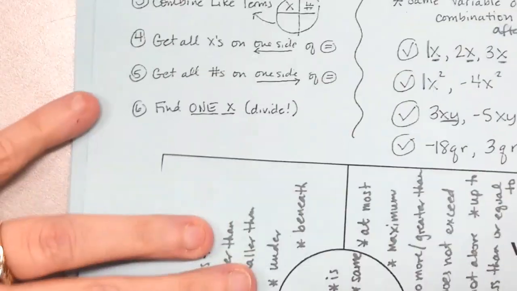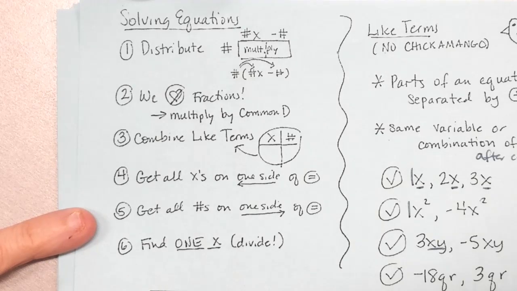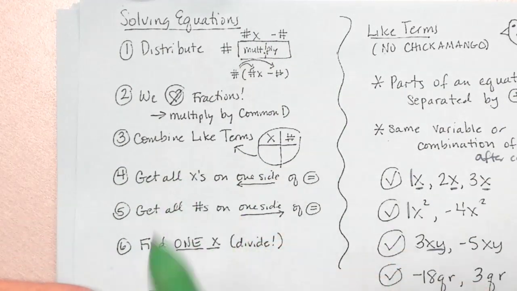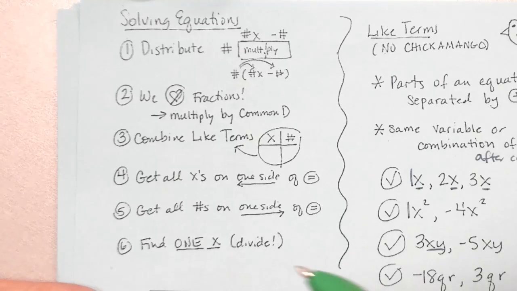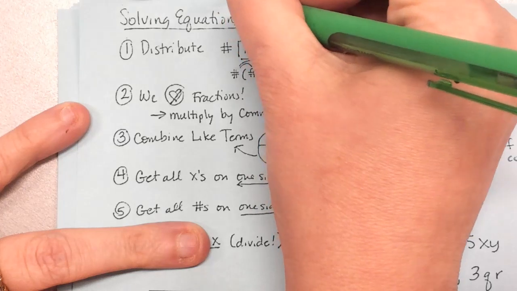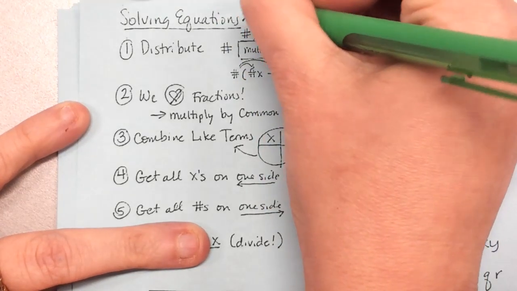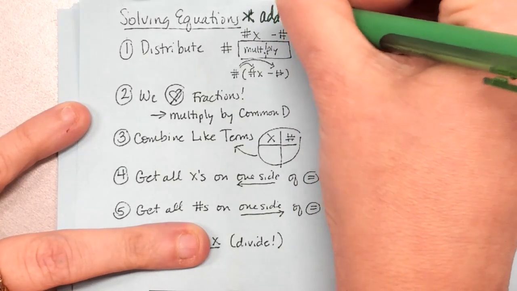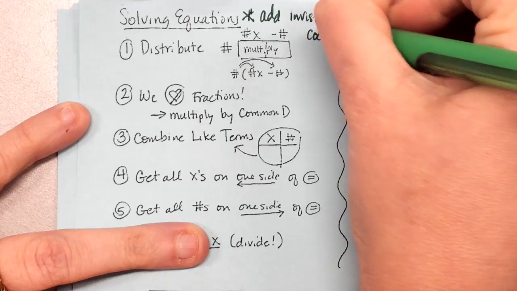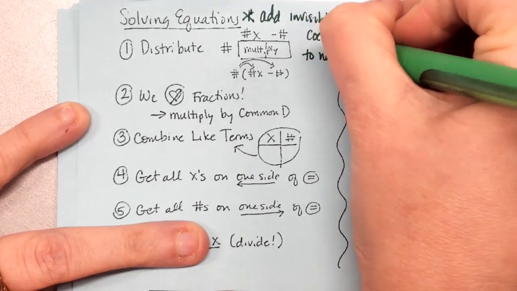Okay? So the steps that I've given you here are the steps that I use for the stuff that we do in 8th grade. When we get to the literal equation stuff, this isn't going to work anymore. Okay, so the first step, which is not on here, we're going to put a little star here, is we're going to add invisible one coefficient to naked variables.